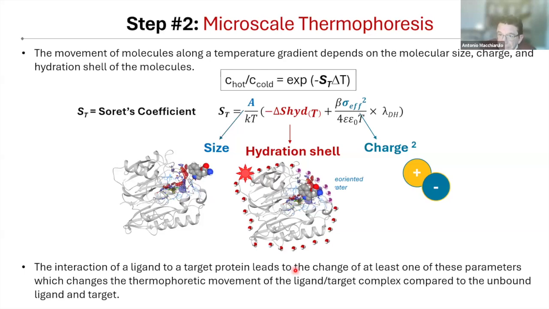So very briefly, here is the principle that underlies microscale thermophoresis. Thermophoresis in particular is the movement of molecules along a temperature gradient that depends on the molecular size, charge, and hydration shell of the molecules. So the interaction of a ligand with the target protein may lead to the change of at least one of these parameters, which then changes the thermophoretic movement of the complex compared to the unbound ligand and target.